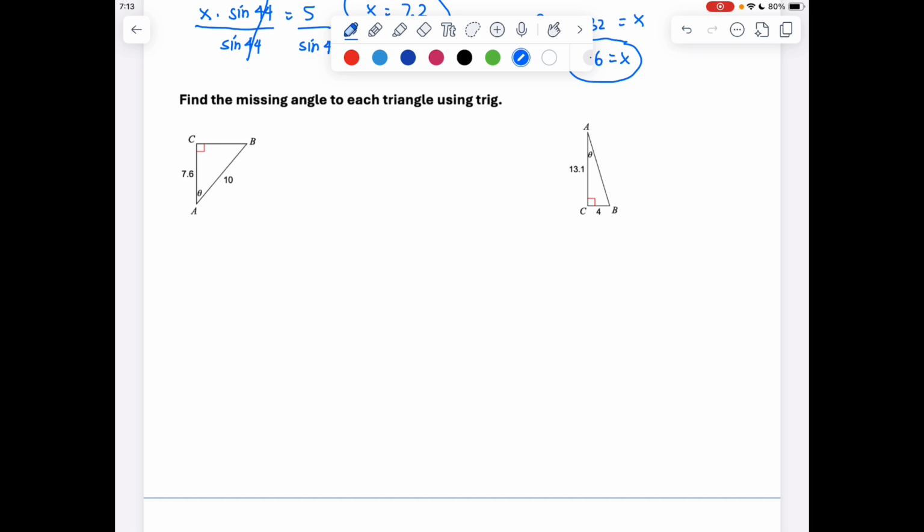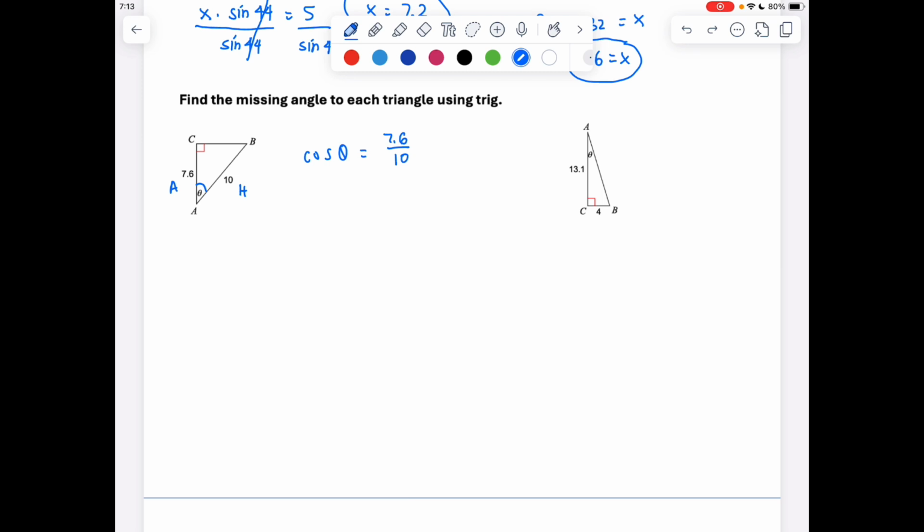Now, let's say we want to go backwards and we want to find the angle given 2 of our side lengths. Well, here we're going to start off by, again, figuring out which function we can use. We have this angle that we're going to call theta, and we know the adjacent side length here, and the hypotenuse is here. This tells us that cosine is our trig function. So the cosine of theta is equal to 7.6 divided by 10.